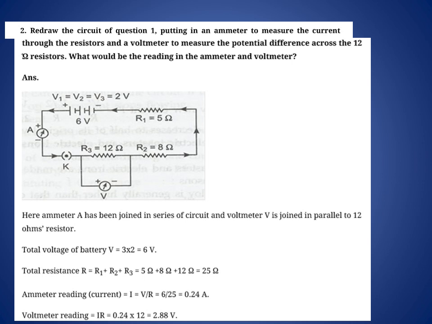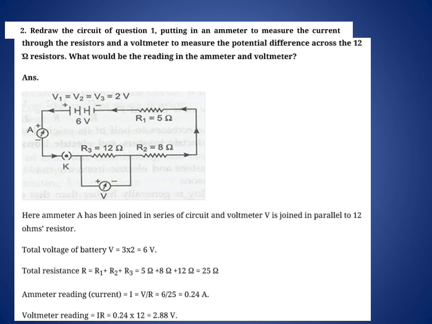Now the ammeter reading, that is the total current, we have to find. Total current is total potential difference across the circuit divided by total resistance, according to Ohm's law. So 6 divided by 25 comes to 0.24 ampere. So we are ready with total potential difference 6 volt, total resistance 25 ohm, and total current 0.24 ampere.